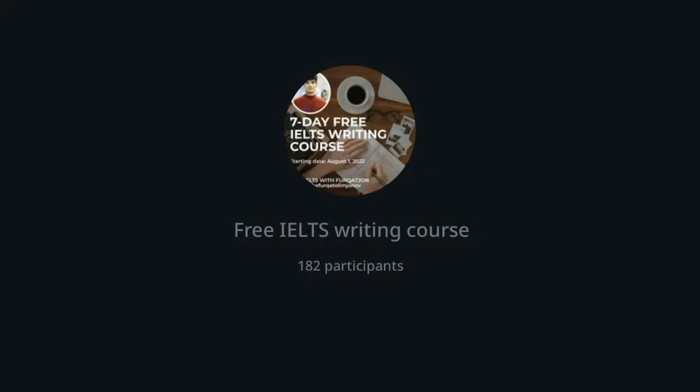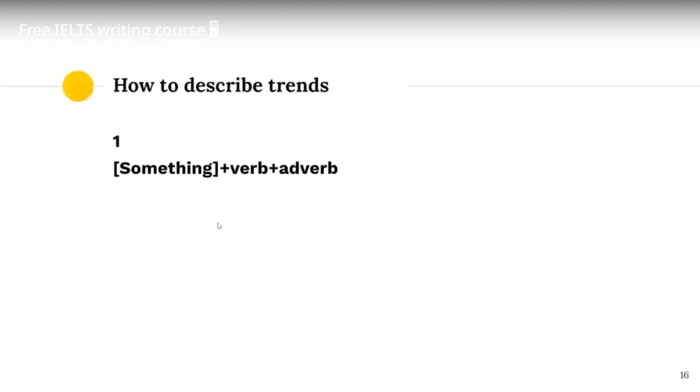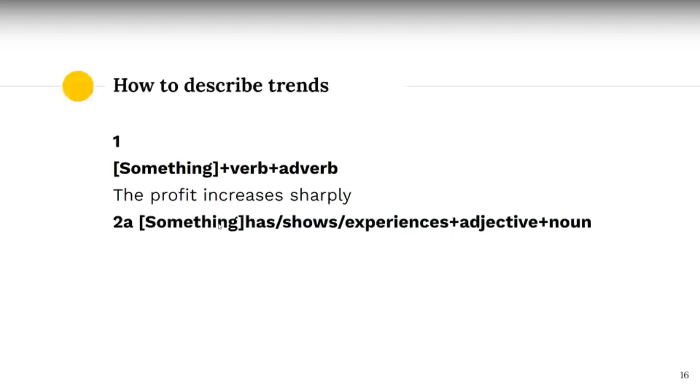There are actually 3 ways to describe a trend. The first one is when you use verb plus adverb. For example, the profit increases sharply. So we have the subject, the verb and the adverb. This is the first way of describing a trend. And the second one is a little bit more interesting, more advanced. You use a word like has, shows, experiences, then an adjective and a noun. So you can say the profit experiences a sharp increase. This is the second way.